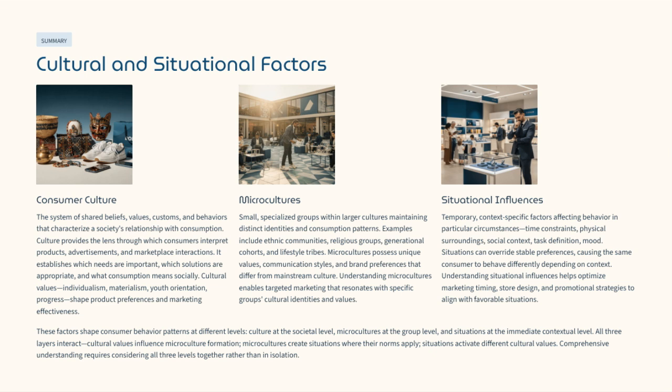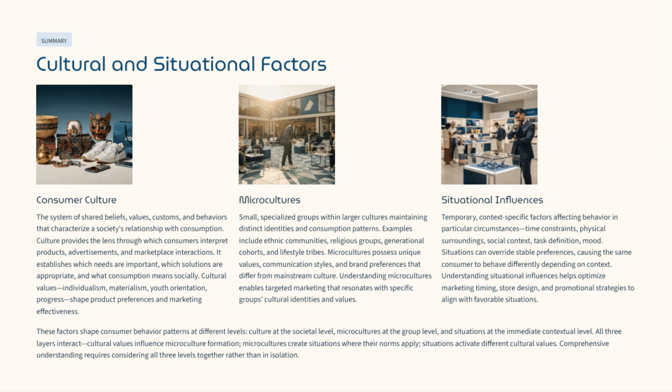All three layers, culture, microcultures, and situations, are interconnected and constantly interacting. For example, cultural values influence how microcultures form, and these microcultures, in turn, create situations where their norms and preferences apply. Conversely, situations can activate different cultural values, causing consumers to behave in ways that might differ from their usual patterns. To truly understand consumer behavior, we need to consider all three levels together, rather than in isolation, because each one plays a crucial role in shaping how consumers think, feel, and act.